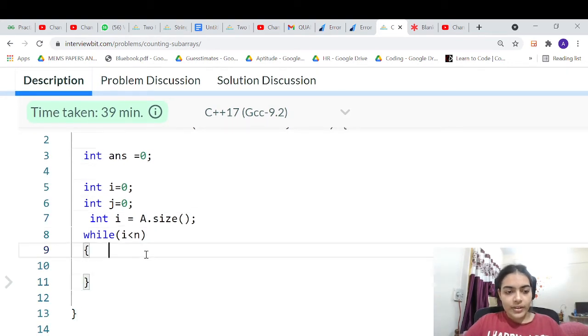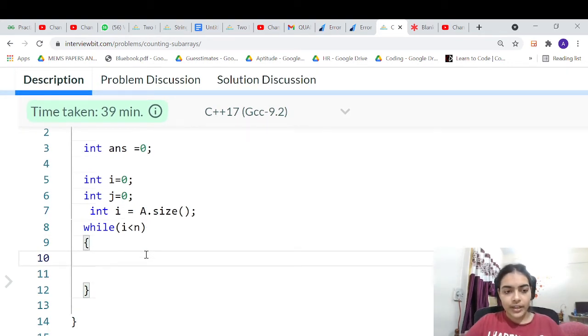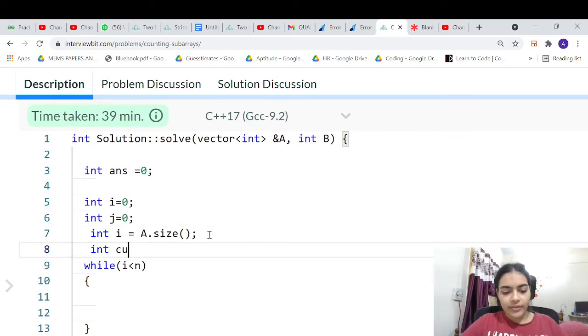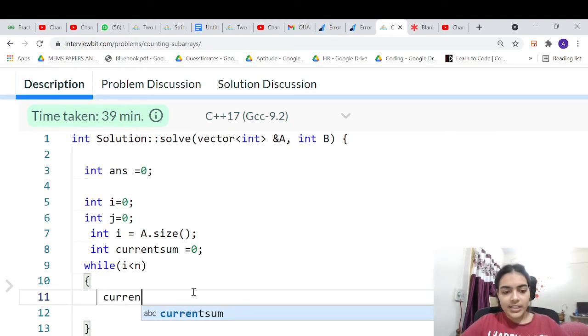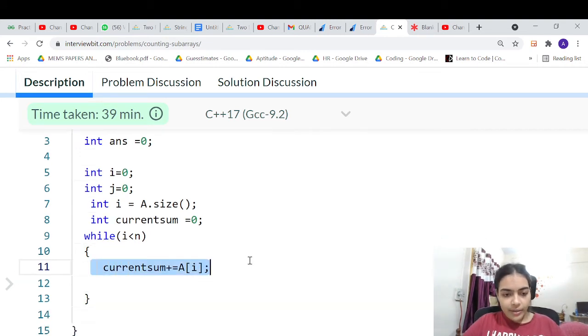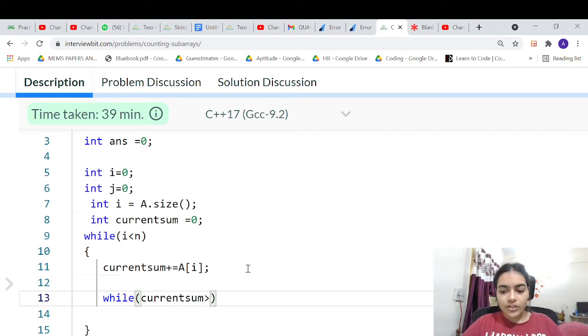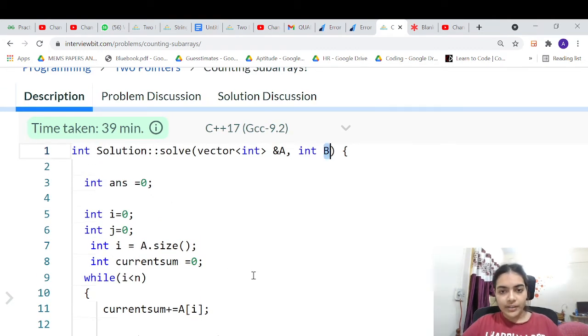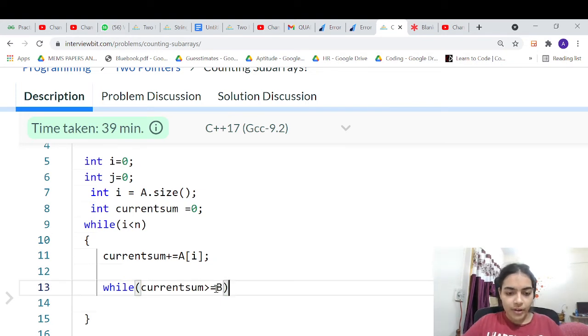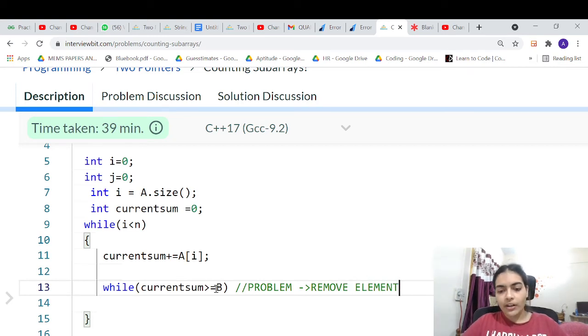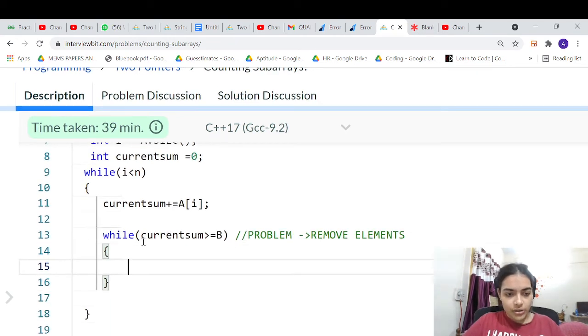Okay. Now in this case, first of all, you will have a variable. Let's say we have a variable current sum. Initially, current sum is 0. Now let us add this element. Let us see if we can add this element. So let us simply add the element to our current sum. So we have incremented our current sum. Now if it exceeds, right? If our current sum exceeds or even if it is equal to b, right, then we are in a problem. We have a problem. We need to remove elements because we cannot tolerate this condition, right? This condition is intolerable, so we need to remove the element.